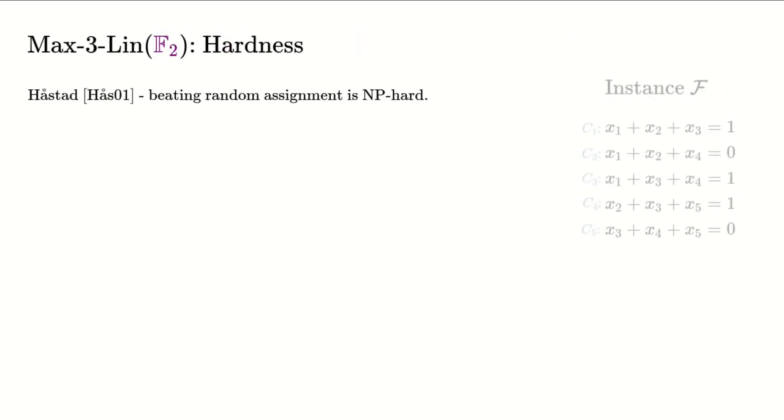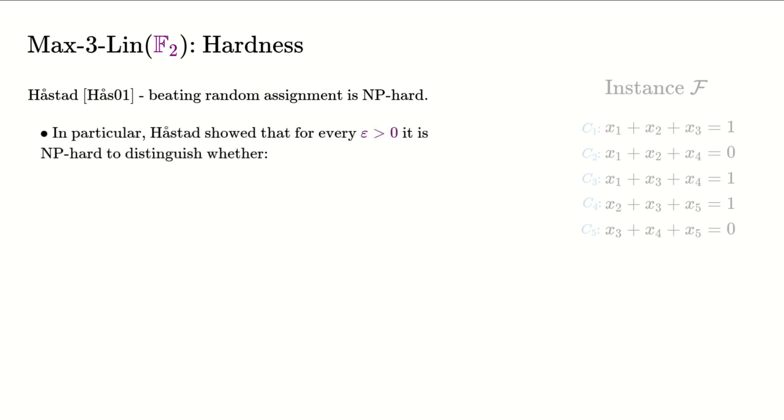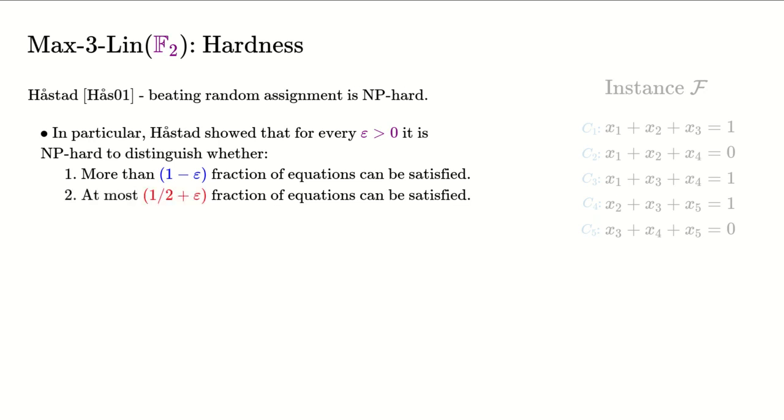Håstad, in his seminal work, showed that, among other things, beating the random assignment is NP-hard. In particular, Håstad showed that for every epsilon greater than 0, it is NP-hard to distinguish the following two cases. More than 1 minus epsilon fraction of equations can be satisfied. At most 1/2 plus epsilon fraction of equations can be satisfied.